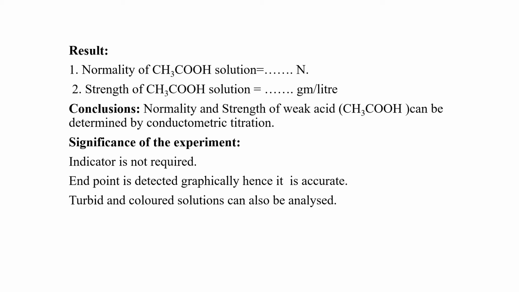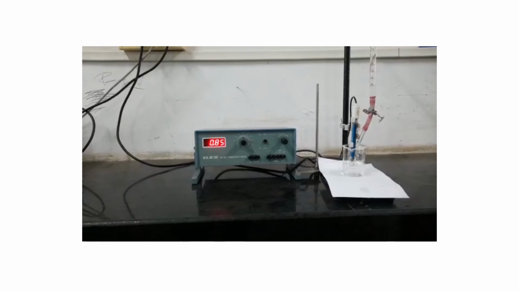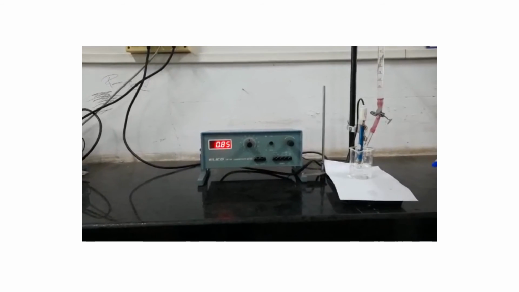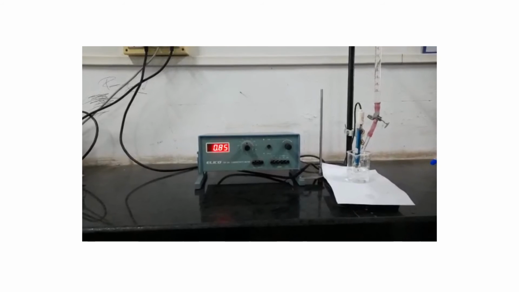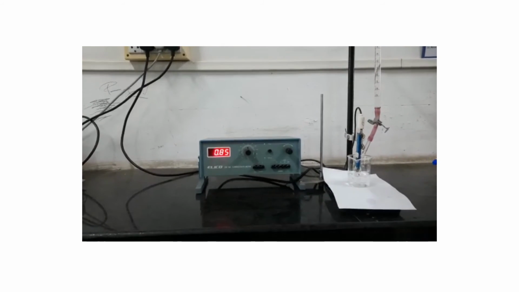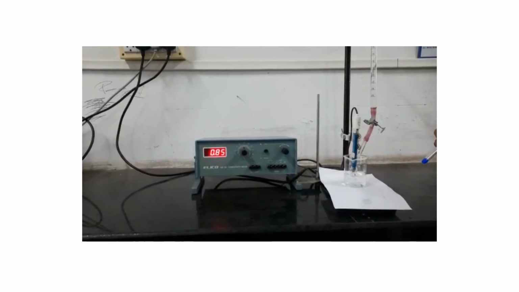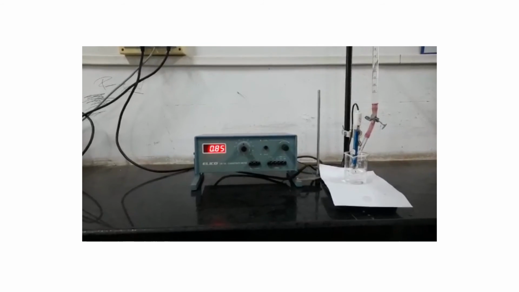I have attached a video of this practical. You can watch it. Today we will see the procedure for the determination of normality and strength of weak acid, acetic acid, by conductometric titration with 0.1 normal NaOH solution.